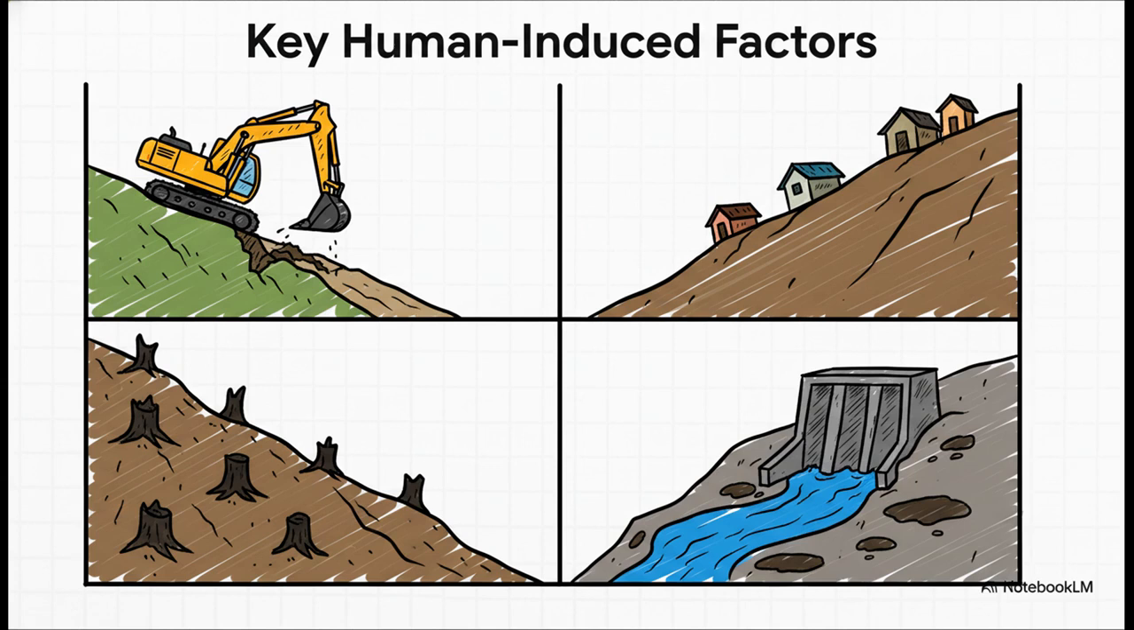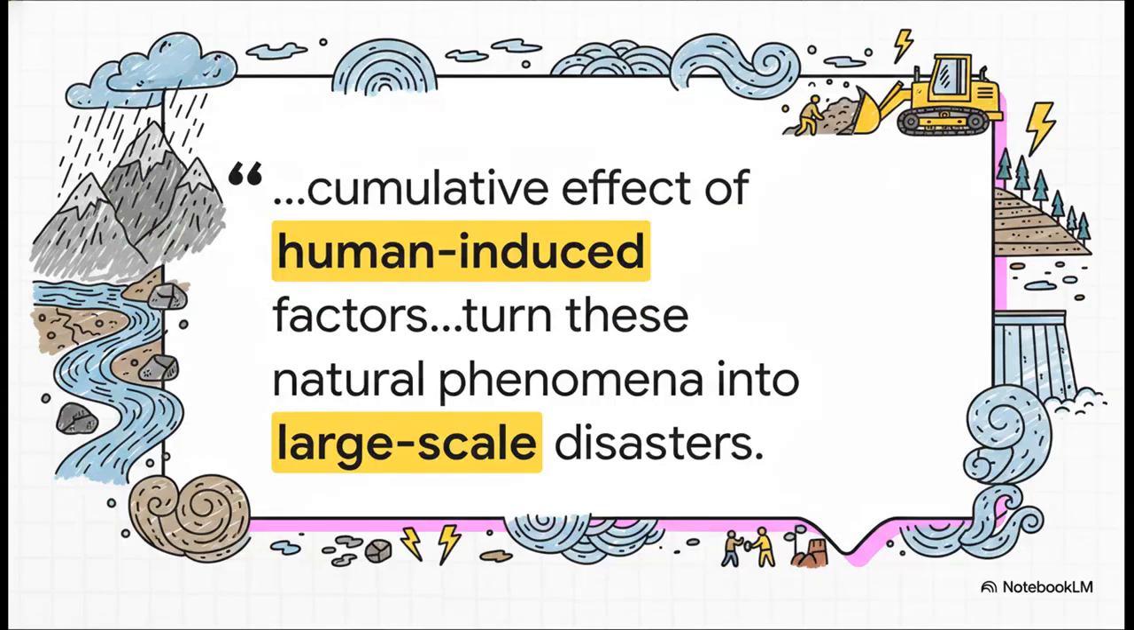Research points to 4 primary factors here. Unscientific slope cutting for road construction destabilizes the natural angle of repose. Unregulated construction adds significant load to already fragile slopes. And of course, deforestation removes the root systems that bind soil, which in turn disrupts natural surface and subsurface drainage patterns. And as researchers Sana and Kumar noted in their 2026 paper, it is precisely this cumulative effect of human activity that elevates a natural phenomenon into a large-scale disaster.